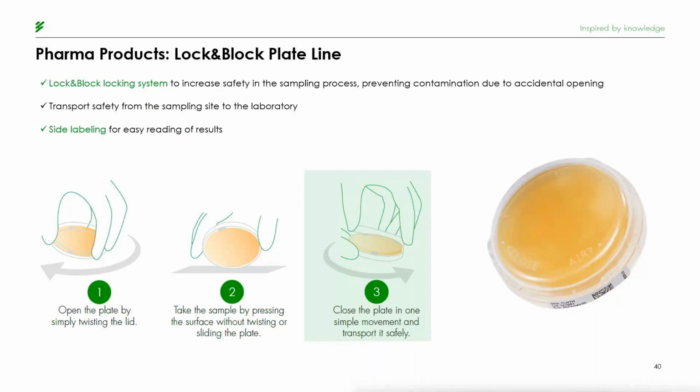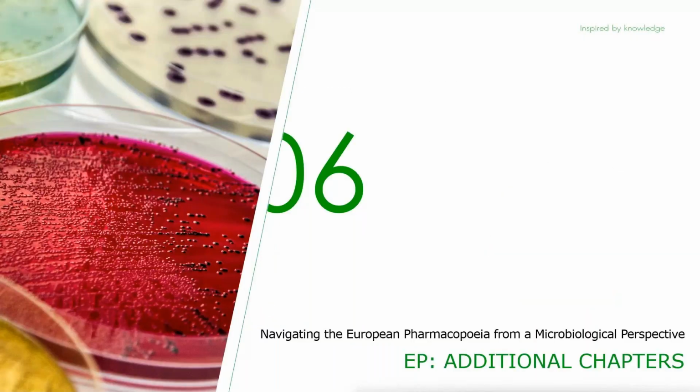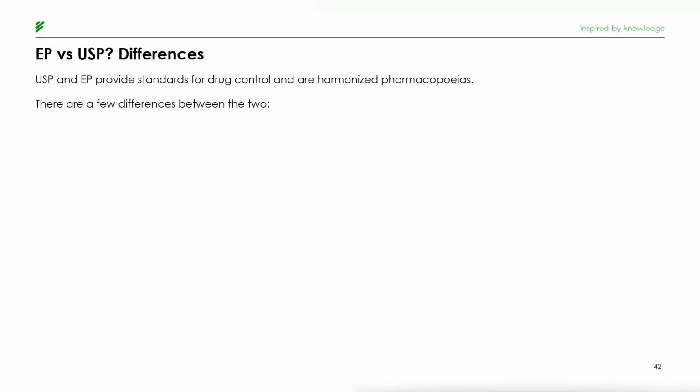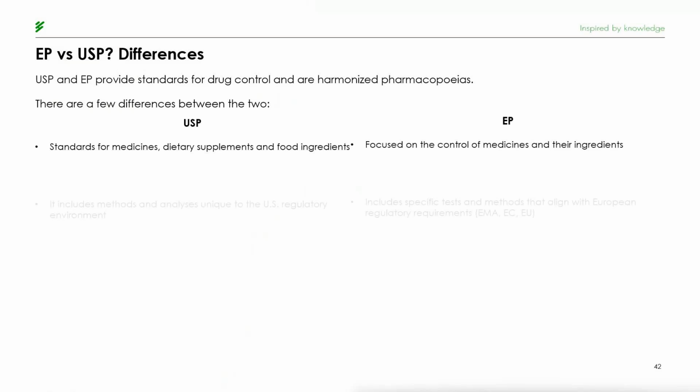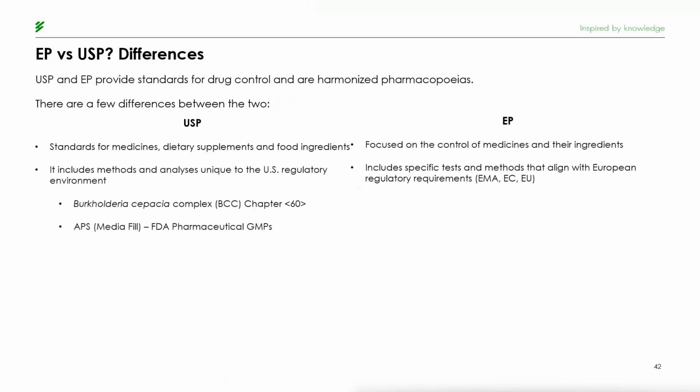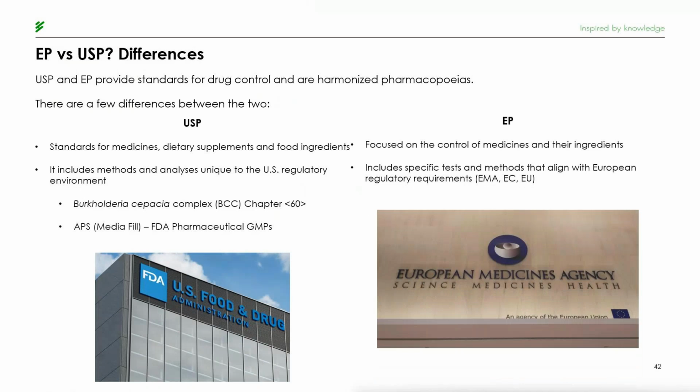So we are almost at the end of the webinar with our last key point about additional chapters that we can find in the European Pharmacopoeia. I mentioned during the introduction that there are 3 harmonized pharmacopoeias and references at an international level. 2 of these are the American Pharmacopoeia, the USP, and the European Pharmacopoeia, the EP. However, there are very small differences between these two.